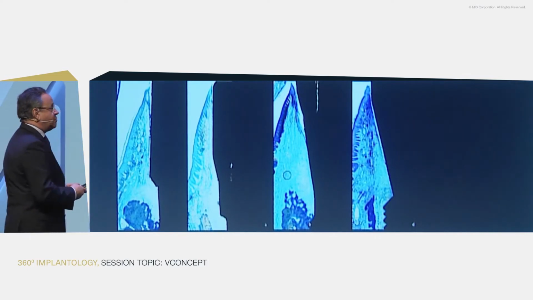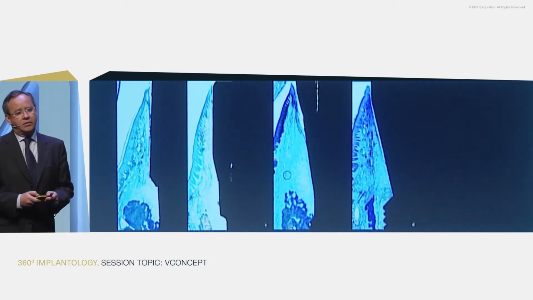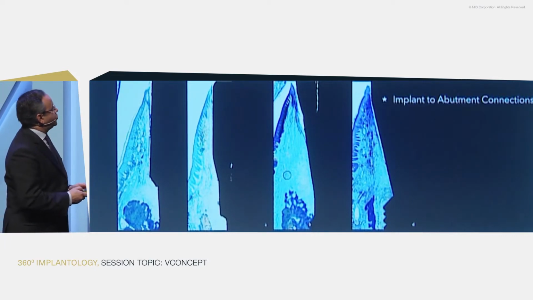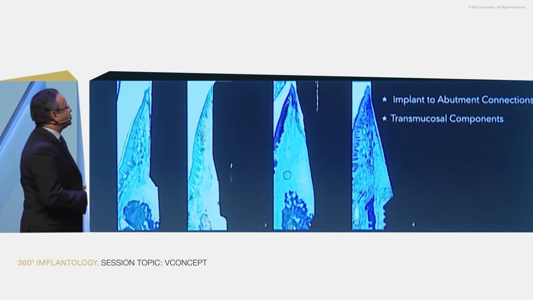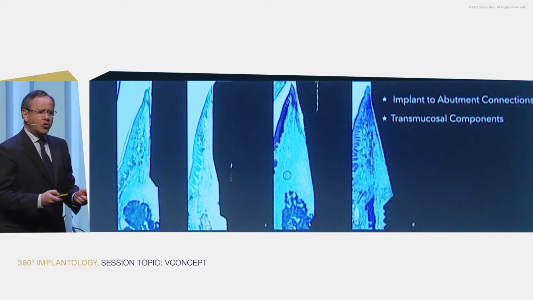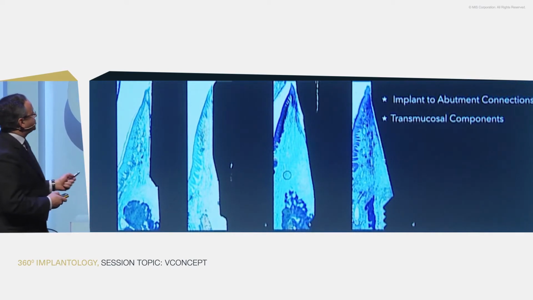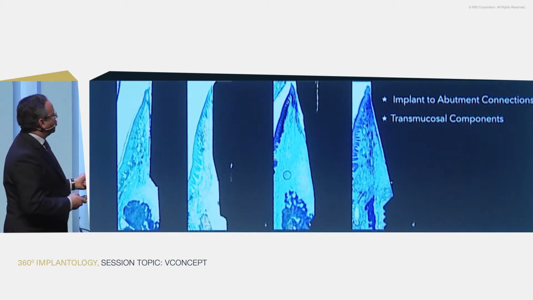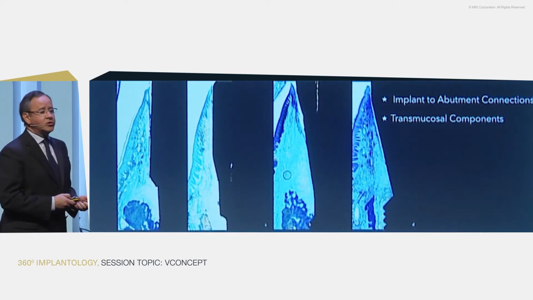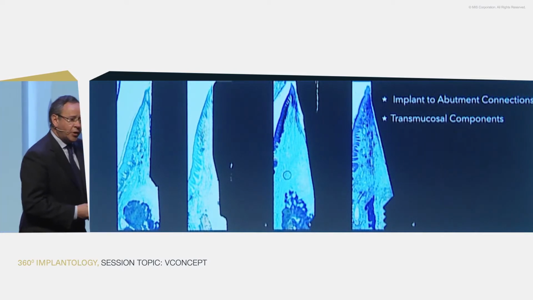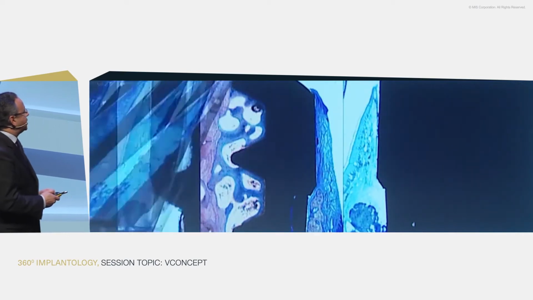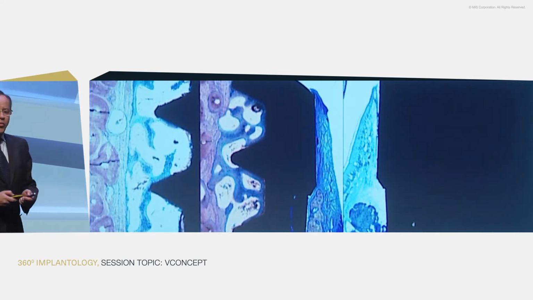Of course, the implant is not only important in how the hard and soft tissues get around, but also the implant to abutment connections and also the transmucosal components. And of course, we can agree today that concepts such as the platform switch allows horizontal distance and thickening of the soft tissues compared to other concepts where the abutment may be wider than the implant diameter itself.